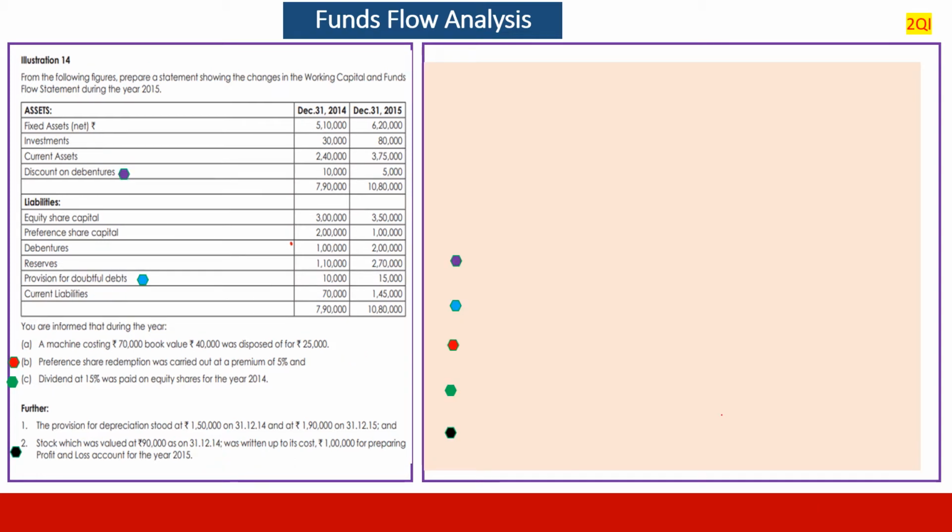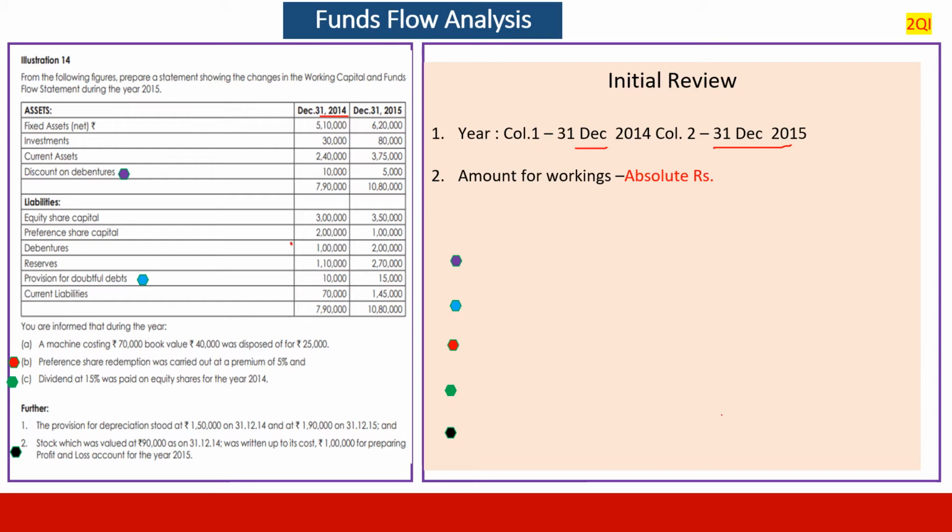In the initial review, we will revisit the points that we have already seen in the previous slide. Here, as a routine, we have December 2014 as column number 1 and 2015 as column number 2. Amounts are in absolute rupees throughout. In working notes, there is discount on debentures, which we have seen will go for a write-off in the profit and loss account. Then we have provision for doubtful debts. Though it pertains to current assets, since it is a separate account given, we will prepare the ledger accounts and pass the necessary entries in the profit and loss account.